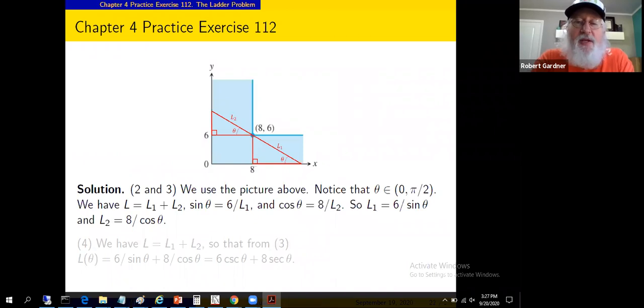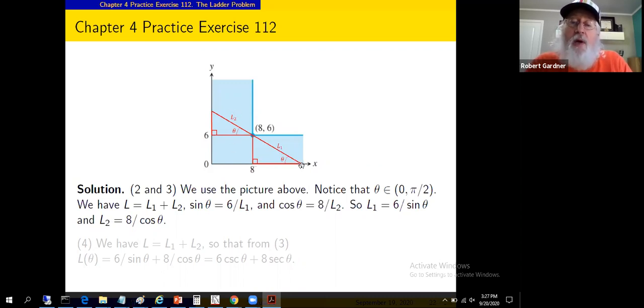All right, so there's our picture. So we'll take this as the picture part. Theta's been introduced. In fact, it's L1 and L2 we're ultimately interested in, getting the length of this ladder as a function of one variable. That variable will be theta. Well, like I said, it's a couple of right triangles here. It's way easy to find relationships between theta and L1 and theta and L2.